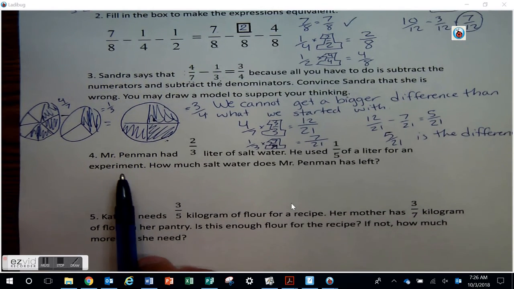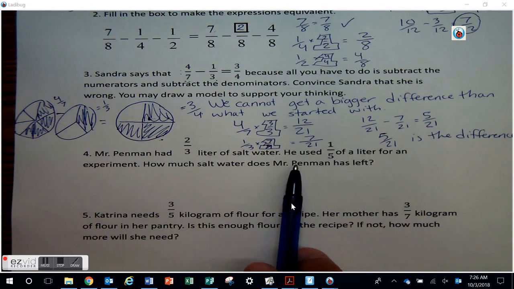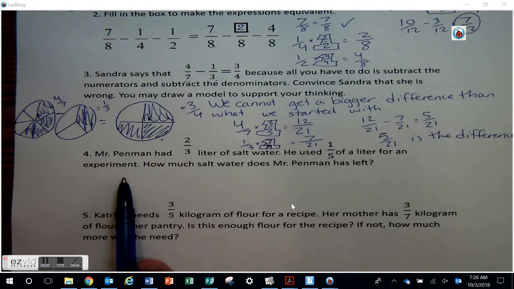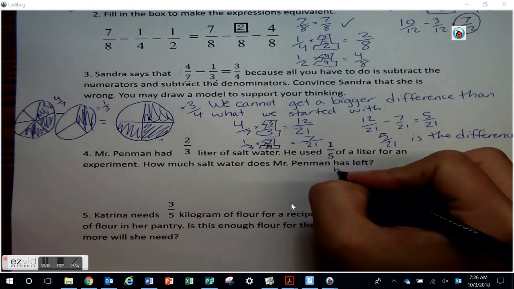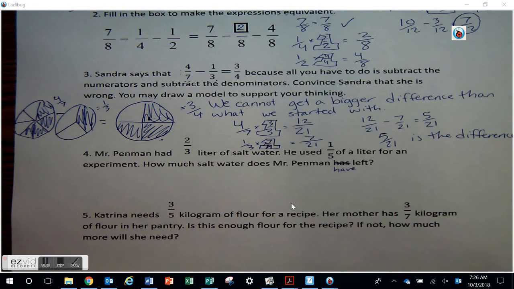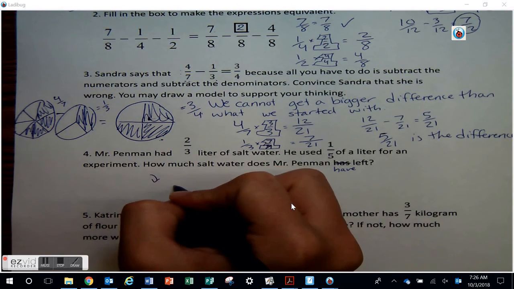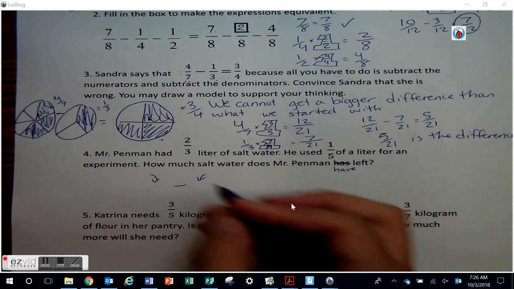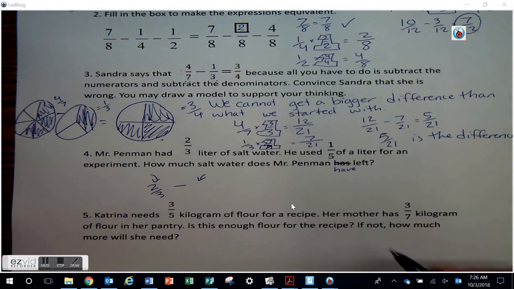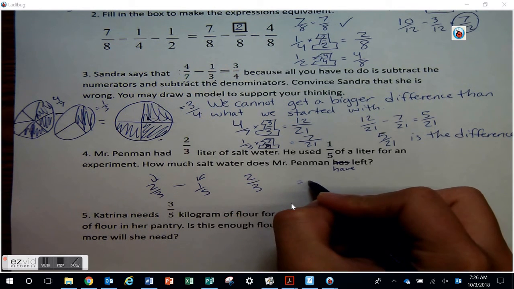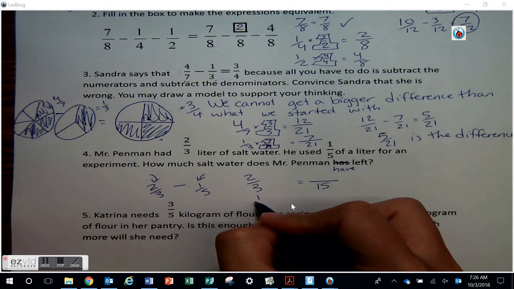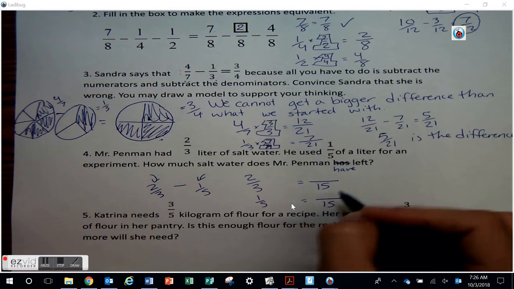Okay. Mr. Penman had 2/3 liter of salt water. He used 1/5 of a liter for an experiment. How much salt water does Mr. Penman have left? Okay, so what am I going to be subtracting here? I'm going to take that 2/3, what I started with, and I'm going to subtract that 1/5. In order for me to do that, I need a common denominator, which we could just multiply those two to get a common denominator of 15.